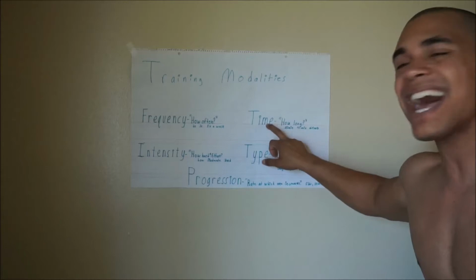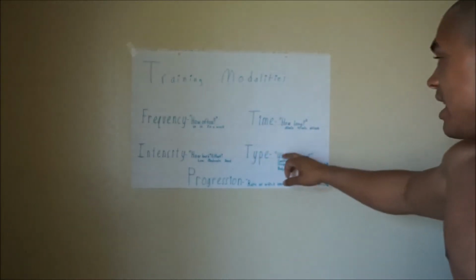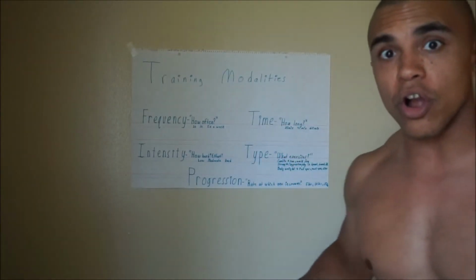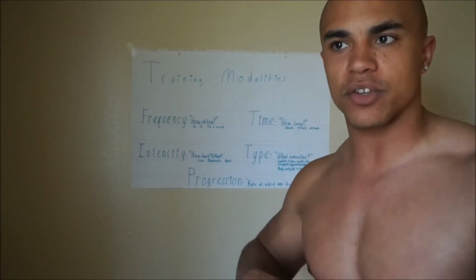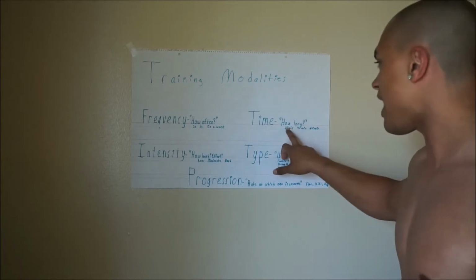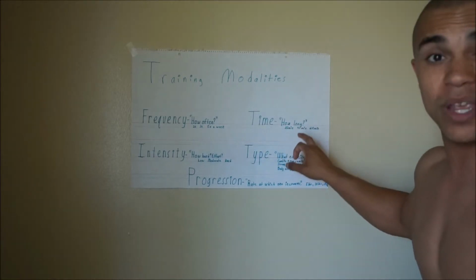Going into the next one, time. Time is how long, okay? So are you in the gym, or are you cycling or running, skateboarding, if that's your thing, whatever. Are you doing it for 25 minutes? Are you doing it for 45 minutes? Are you doing it for an hour? How long are you doing the activity? Okay, so once again, most of you, I'm sure, are in the gym, so I'm going to base a lot of this off of the gym. So how long are you in the gym for? Are you in there for 25 minutes, 3 times a week? Are you in there for an hour, 3 times a week? How long are you in the gym?